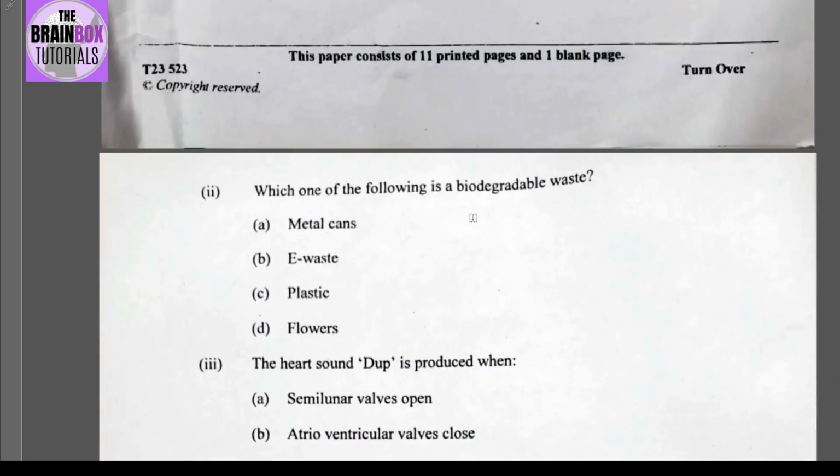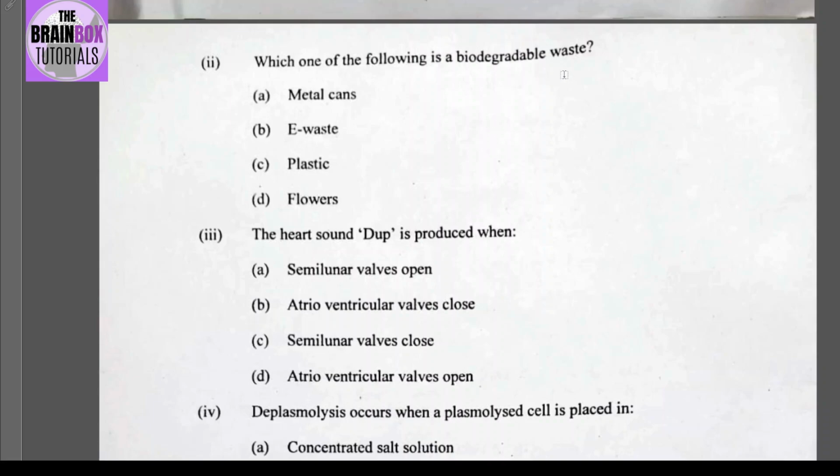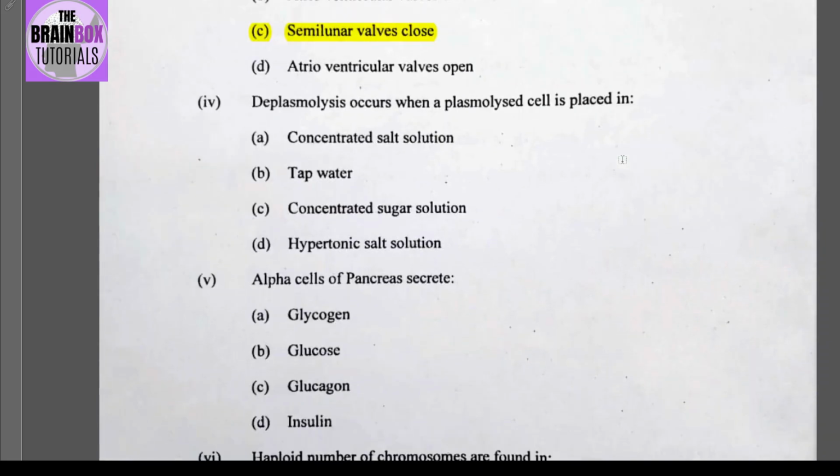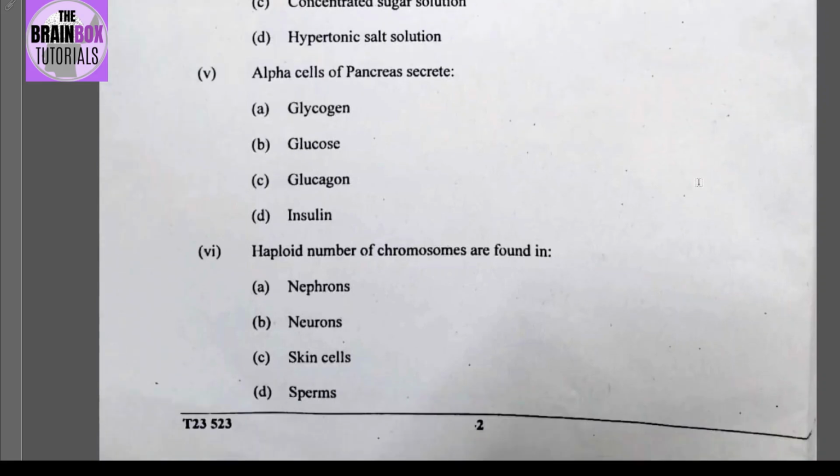chromosome. Number 2, which one of the following is a biodegradable waste? That is option D, flowers. Number 3, the heart sound dub is produced when, A, B, C will be the correct option, semilunar valves close. Number 4, deplasmolysis occurs when a plasmolysed cell is placed in, option number B, tap water. Number 5, alpha cells of pancreas secrete, option number C, glucagon.